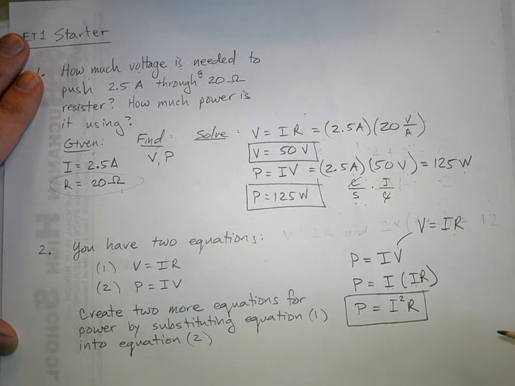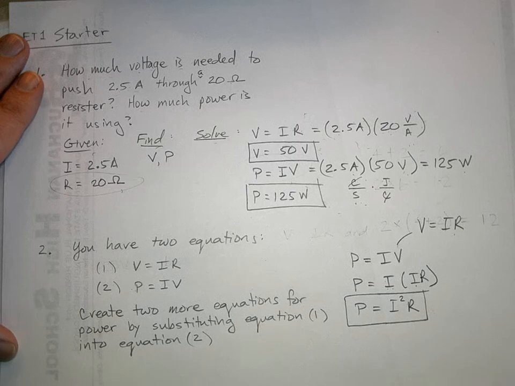So if you have a situation where you know the current through the circuit and you know what the resistance of the circuit is, you can use this equation to figure out how much power is being used. And notice that it's current squared. So if you double the current through your resistor, you're going to quadruple the power that's coming out of that resistor, usually as heat.